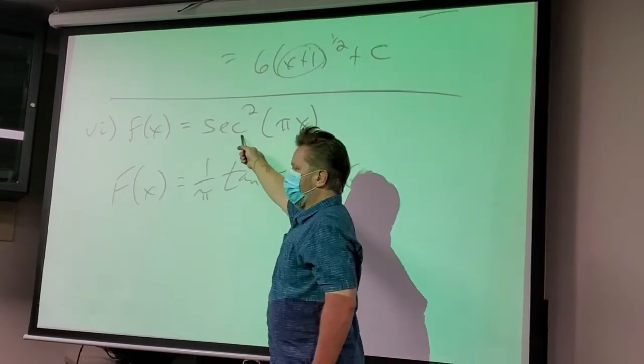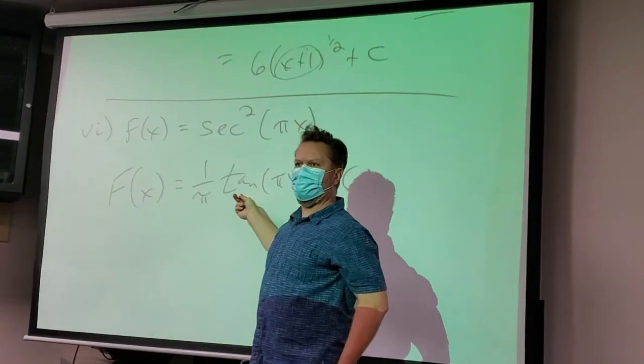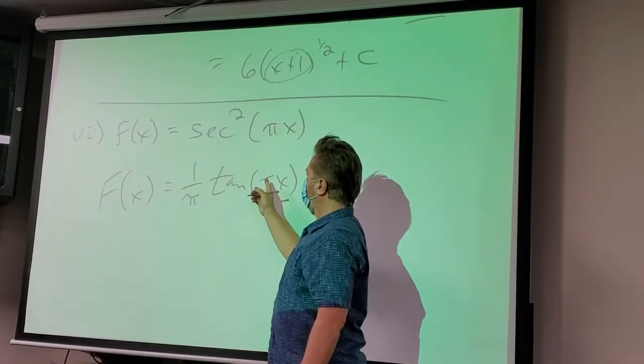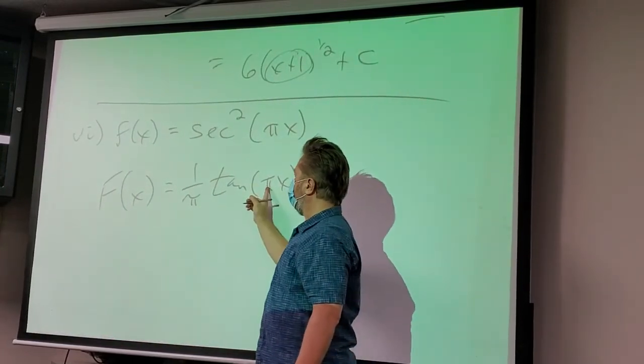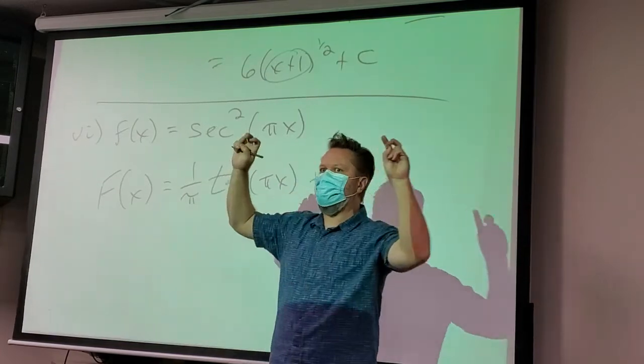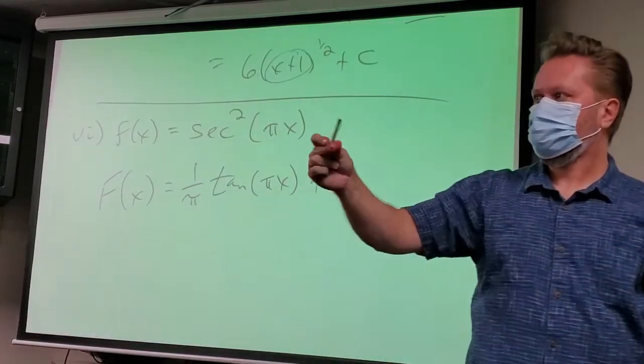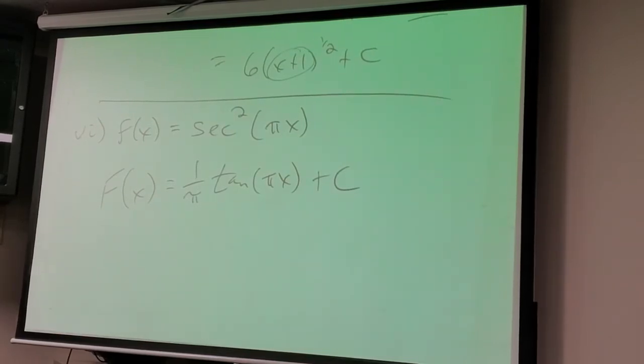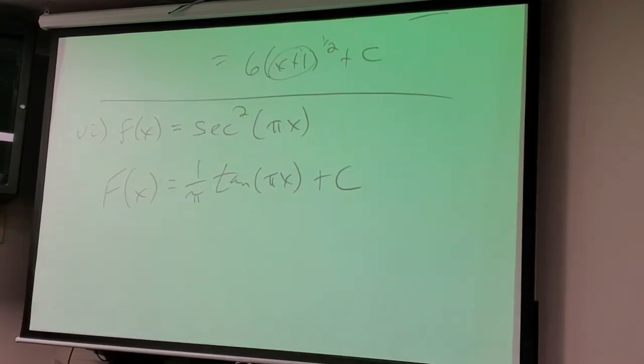It is fundamentally a secant squared. I know that comes from tangent. Cool. Then you look at what you got, you're like, that doesn't work. I need something to kill the pi that would come out because of chain rule. 1 over pi. Maybe. Stay with me now.